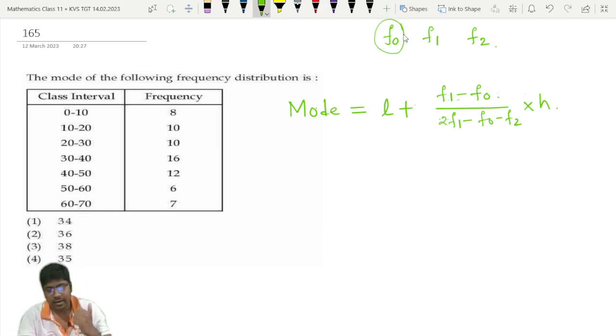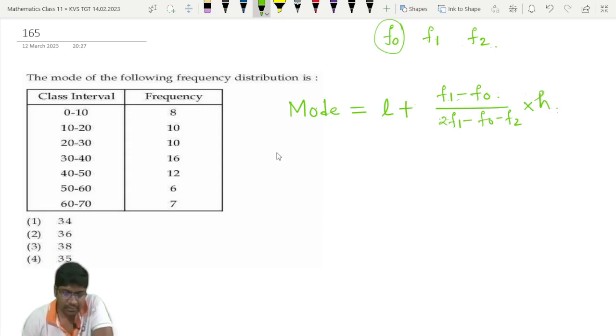of the class preceding the modal class. F1 is the frequency of the modal class, and F2 is the frequency of the class just after the modal class. So three frequencies are required, and H is the length of each interval.